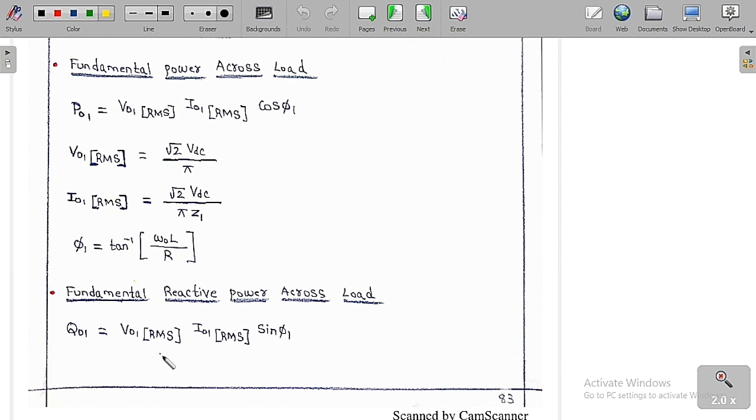Same thing: the RMS value of the fundamental component of the output voltage times the RMS value of the fundamental component of the output current times sine of phi 1. Each and every value we know, so just substitute here and you will get the solution.